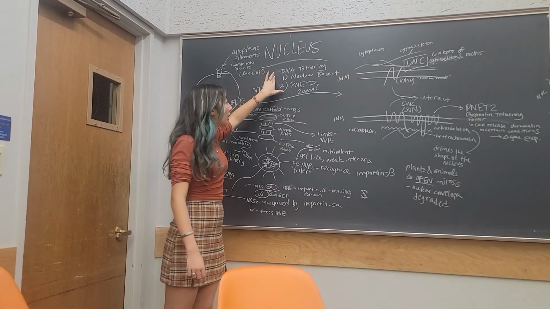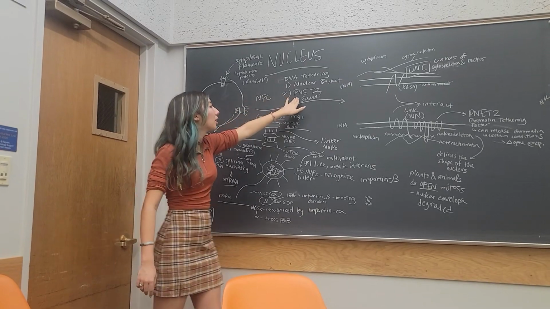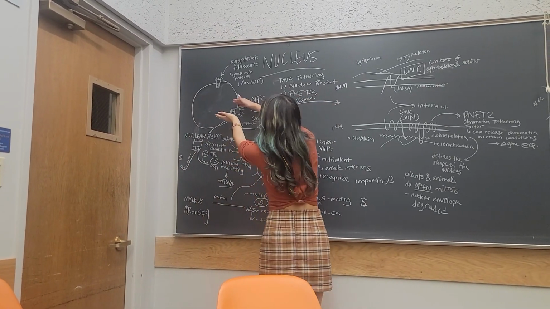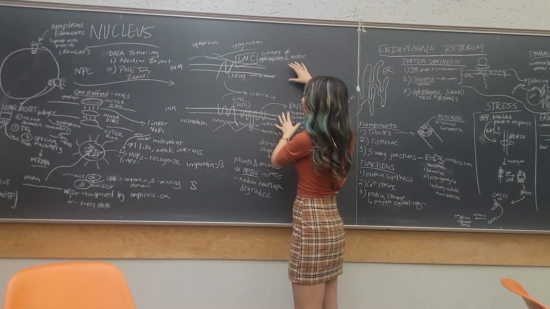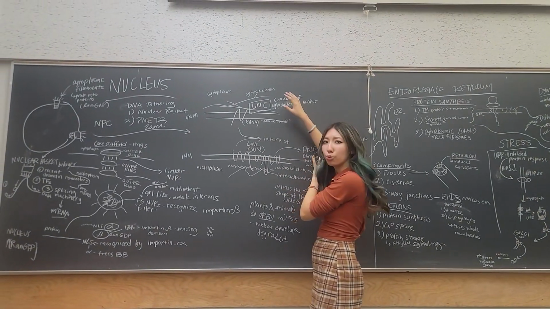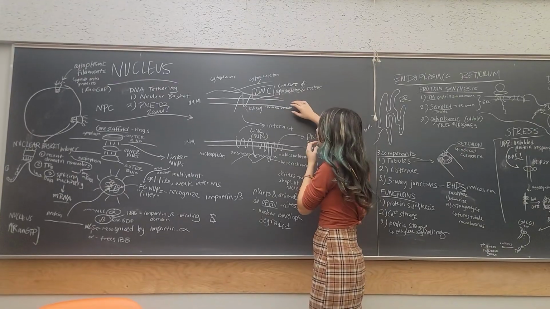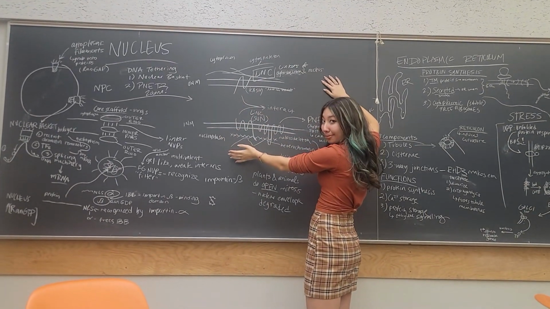Okay, we talked about one thing that tethers to DNA, but another thing is PNET2. So let's take a big look at the nuclear bilayer here, or double bilayer. The nuclear membrane.